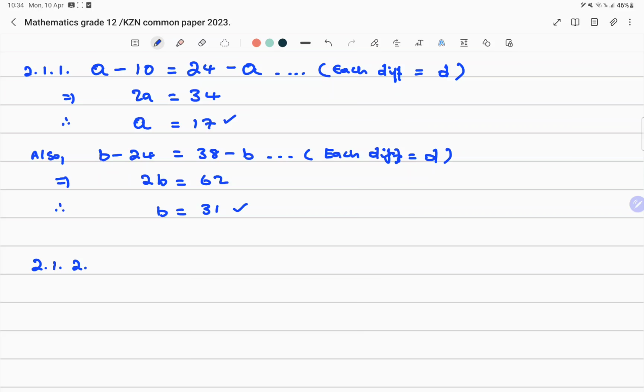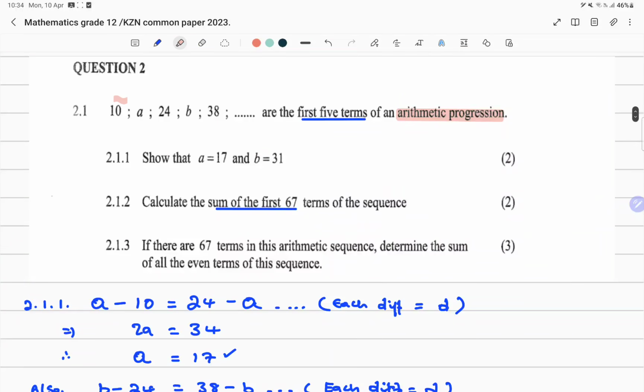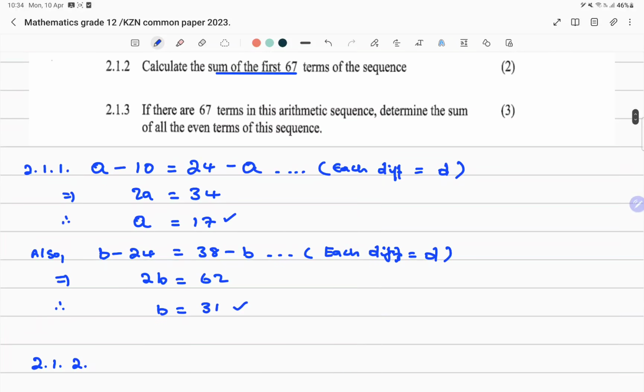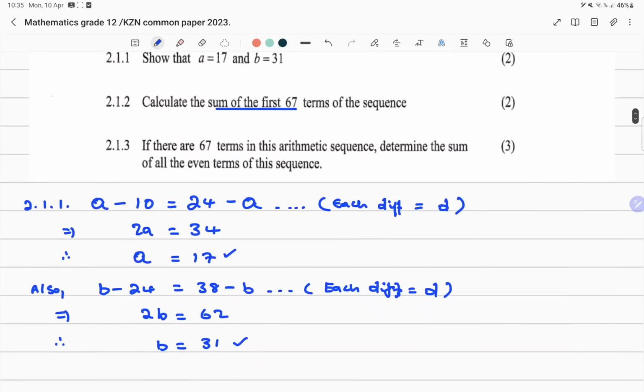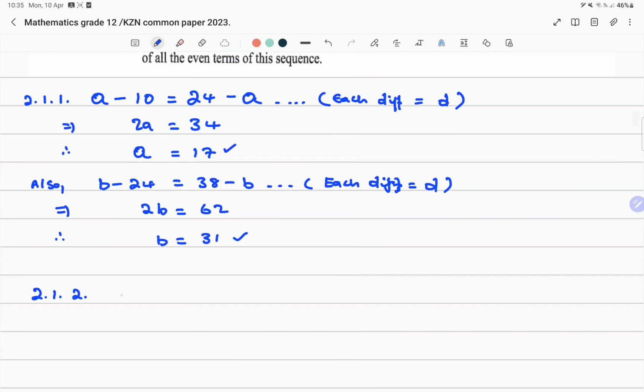For me here, I don't need to struggle because I already know my first term. That is a, in terms of the sequence, not necessarily this variable, but this variable a here is basically 17. So 17 is in the place of a, and 31 replaces b. If we want the sum, we need the common difference. So d is going to be equal to 17 minus 10. You can pick any of these two terms. This is 7, so the common difference is 7.